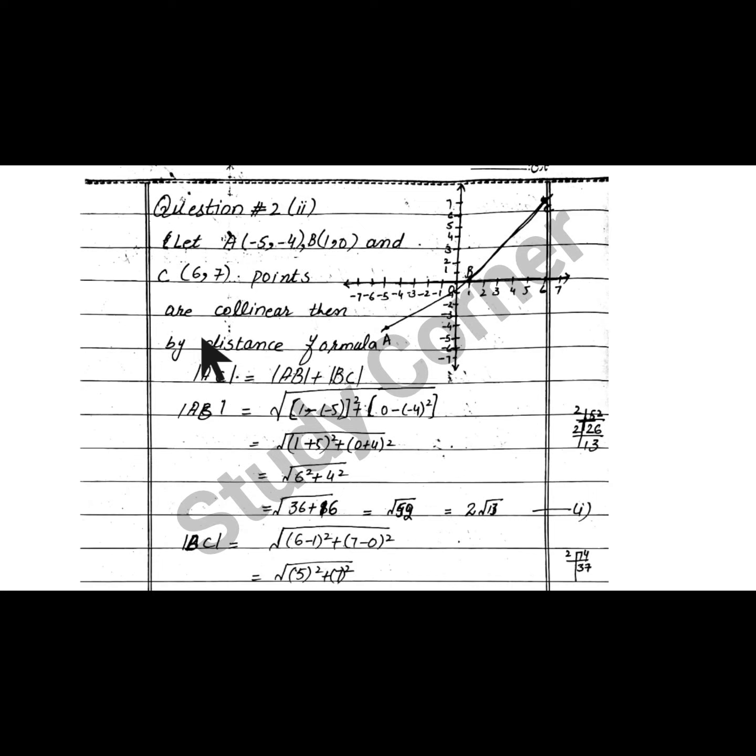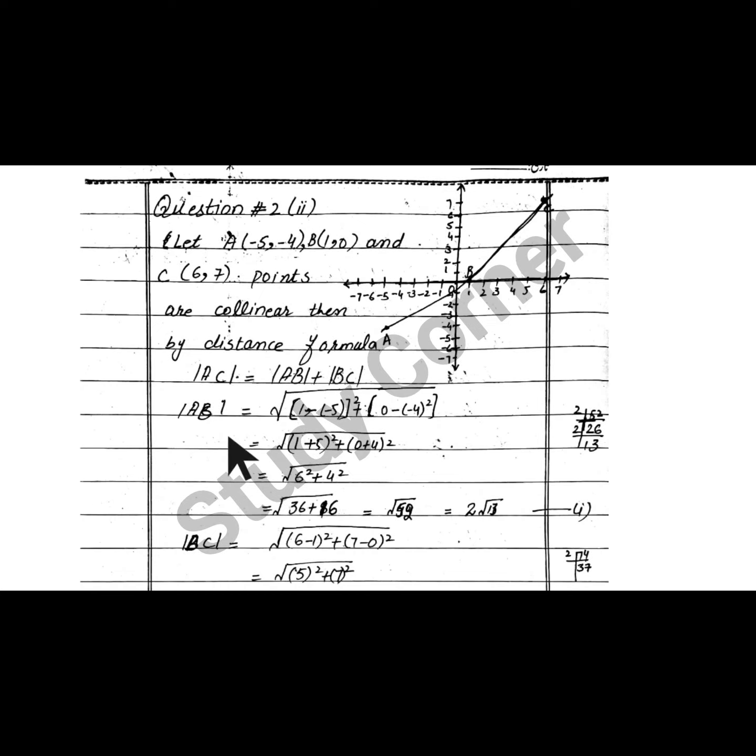So we have to find the distance between AC, AB and BC, and then we apply this distance formula, that the distance AC should be equal to AB plus BC. When you plot this, you get the idea that the distance of AC should be equal to the distance of AB plus BC. If we add AB and BC, their distance should be equal to the AC distance.